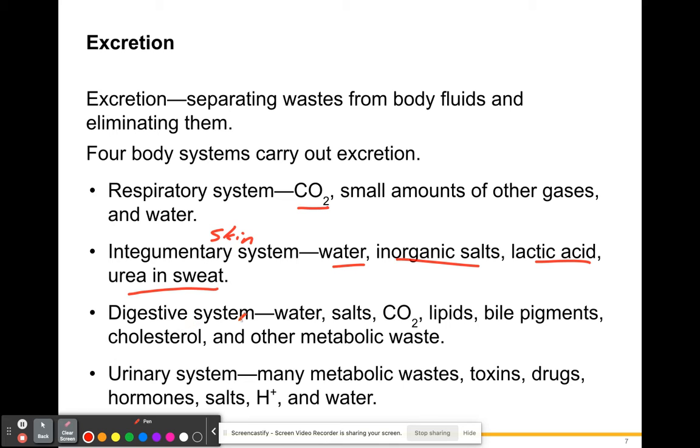Okay, your digestive system, which we looked at already, is going to excrete water, salt, carbon dioxide, lipids, bile pigments from your liver and gallbladder. It's going to get rid of cholesterol and other metabolic wastes. And your urinary system, which is what we're talking about now, is going to get rid of toxins, drugs, hormones, salts, hydrogen ions, as well as some water. We don't want to get rid of too much water, but we want to get rid of some water.